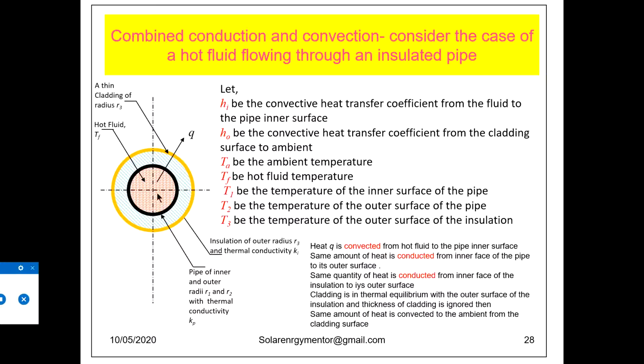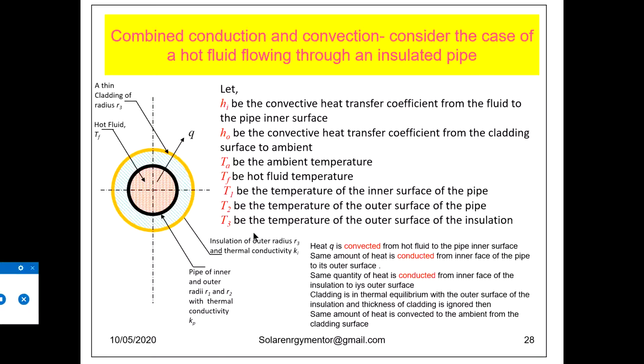Now, what is the direction of heat transfer? Heat Q is convected from the hot fluid to the pipe inner surface. Then from the pipe inner surface to the pipe outer surface, heat is conducted, and we know the thermal conductivity of the pipe. Then from the pipe outer surface to the insulation outer surface, heat is again conducted. And then from the insulation outer surface, heat is convected into the atmosphere. So this is how the heat is transferred.